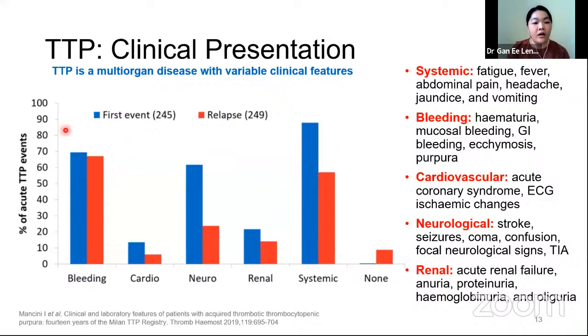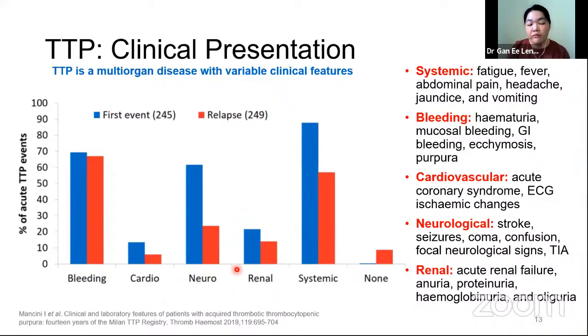We understand that most of the patients, about 90%, presented with systemic symptoms in which they might come to you with fatigue, fever, abdominal pain, headache, jaundice, and vomiting. Basically, very non-specific symptoms, almost 90% of patients, which is followed by bleeding tendency, about 70% of the cases, with hematuria, mucosal bleeding, GI bleeding, petechiae and purpura. Among all the end organ clinical manifestations, neurological manifestation ranks about 60% of the cases. Patients might come to us with stroke, seizure, coma, confusion, or even TIA.